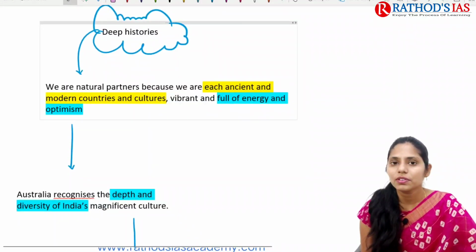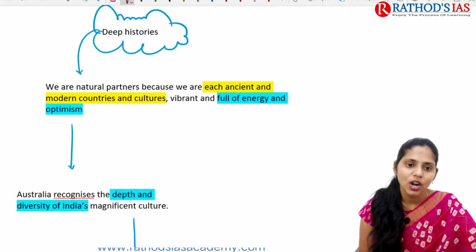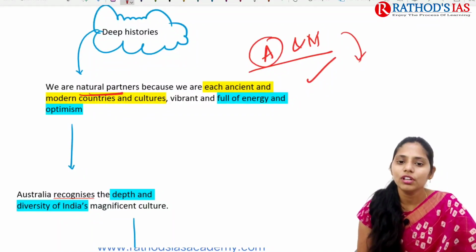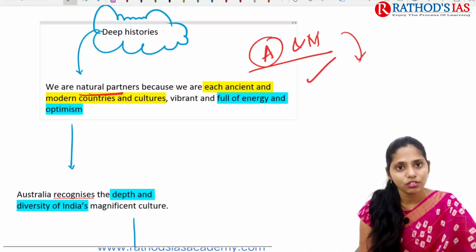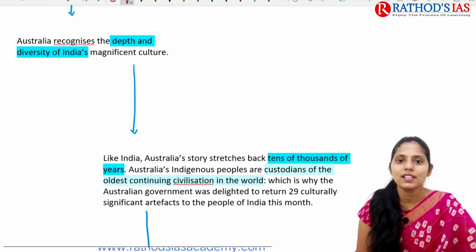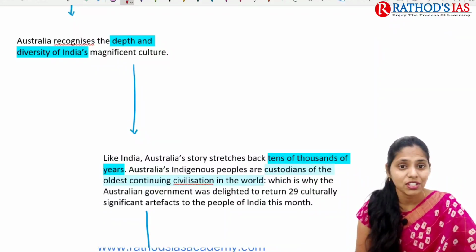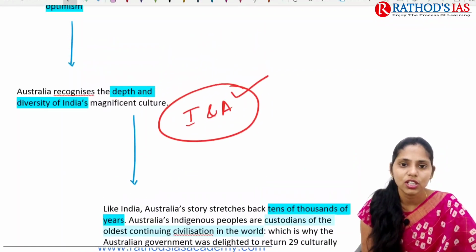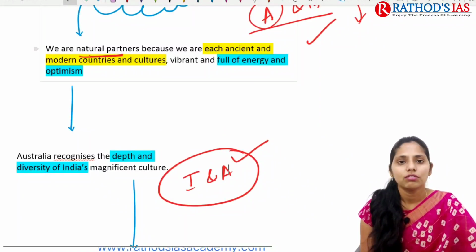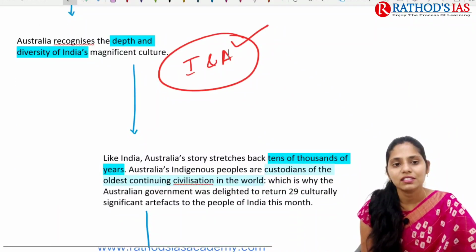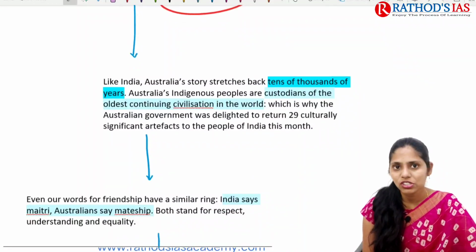If you're talking about history between India and Australia, we are natural partners because we are both ancient and modern countries and cultures, and we are full of energy and even full of optimism as well. Australia recognizes the depth as well as diversity of India's magnificent culture. Both India and Australia share culture, and we are full of energy and optimism.